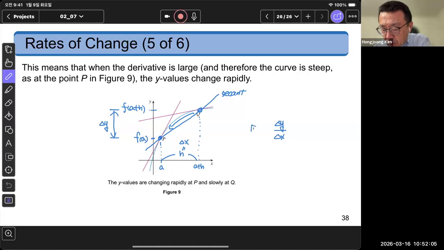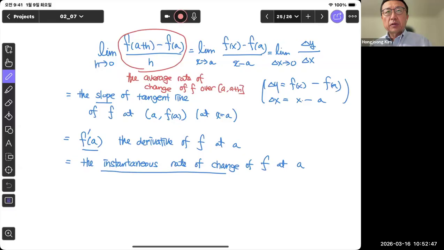And then if you reduce the step size, I mean, if you let the step size approach 0, and if the limit exists, the limit may not exist, right? But if the limit exists, then that will be denoted by f prime at a, or that will represent the limit of the average rate of change. So that is called the instantaneous rate of change of the function. So please be familiar with this, and you need to remember this slide.